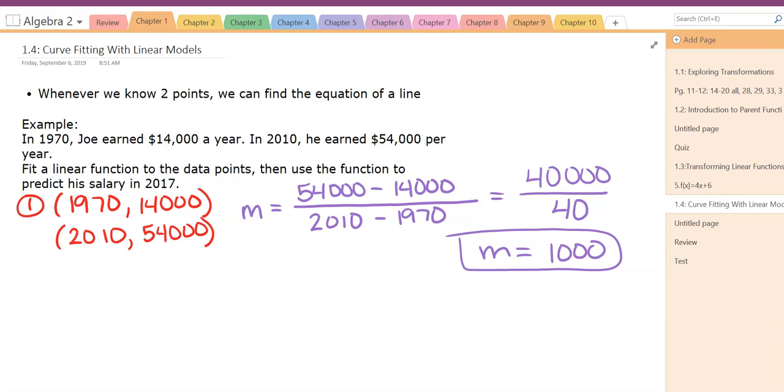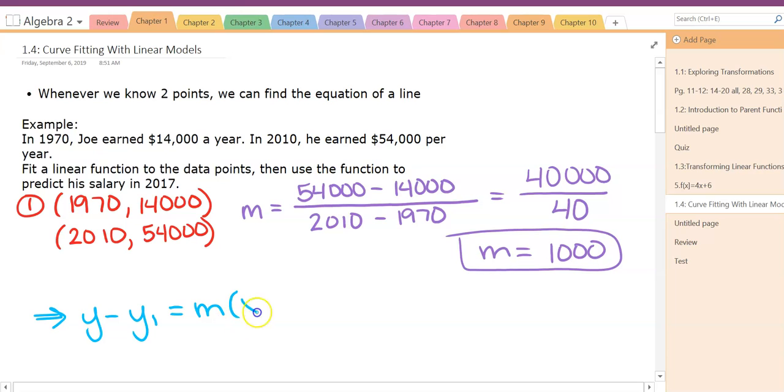Now that I have slope, to write an equation, we can use what's called point slope form, which looks like this. y minus y1 equals m times x minus x1.